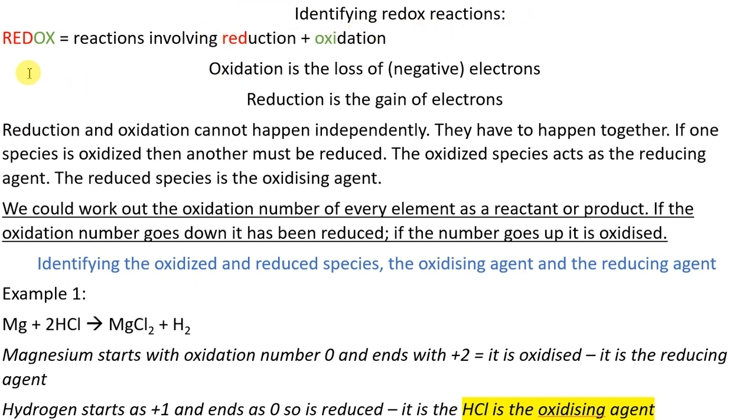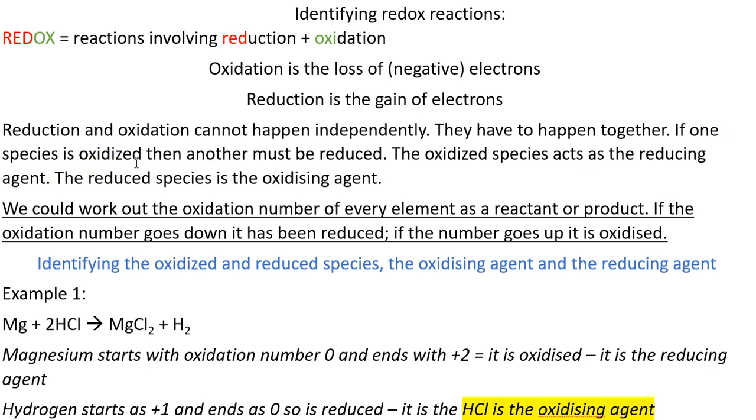Identifying redox reactions. Redox: reactions involving reduction and oxidation. That's where the term redox comes from. It's a combination of the two. Oxidation is the loss of electrons. Reduction is the gain of electrons. And reduction and oxidation cannot happen independently. They have to happen together. That's why we coined the term redox.